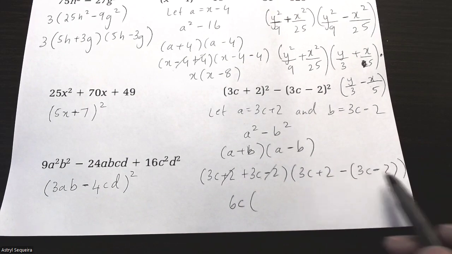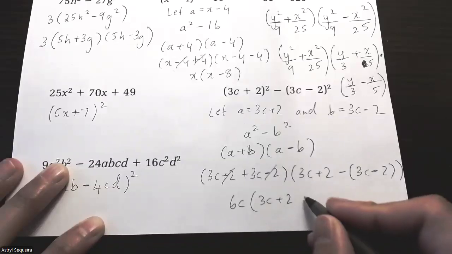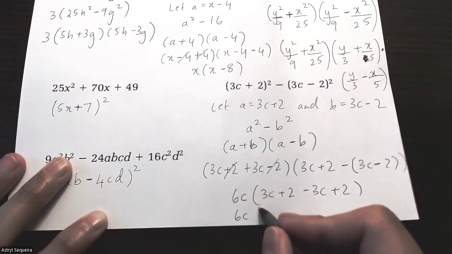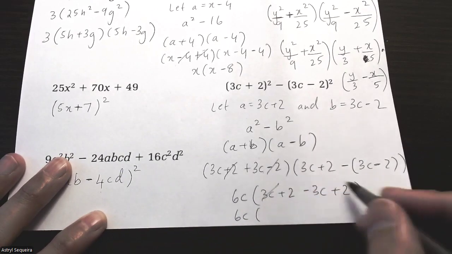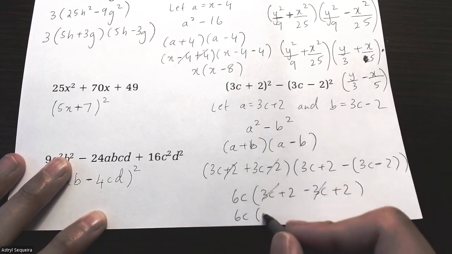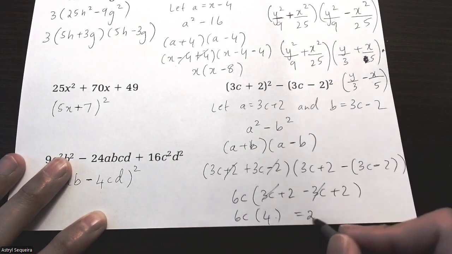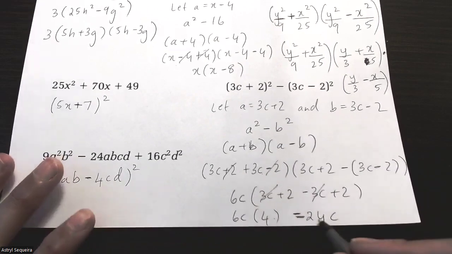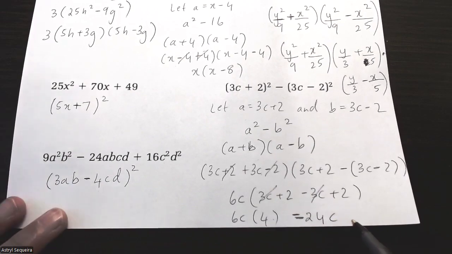And then over here, I can distribute the negative into the bracket. So minus 3c plus 2. And then I can combine like terms. So 3c minus 3c just cancel out. 2 plus 2 is just 4. And then 6c times 4, that's just 24c. So my final solution to this question, fully factored form, is just 24c.